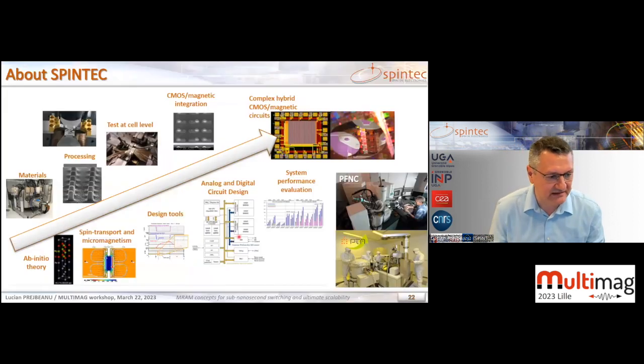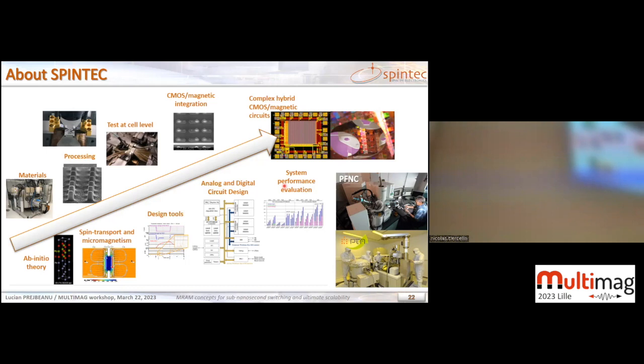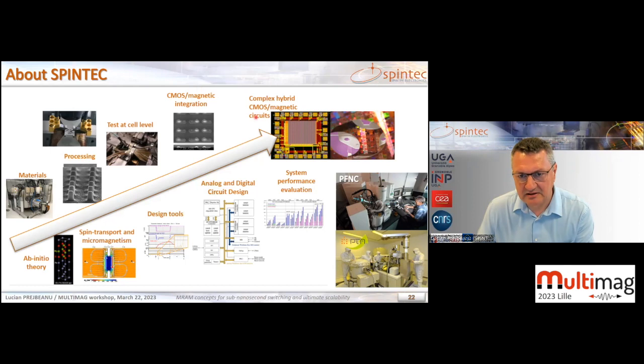Inside Spintec, we address spintronics from upstream to application. So we cover a full range of aspects, going from material development and processing. We have access, and manage together with another lab in Grenoble, LTM, one of the five main centers of the Renatech network, called the PTA, the upstream technological platform, with advanced characterization. In some projects we go up to complex hybrid CMOS magnetic circuits. We have people addressing theory and simulation, but also people conceiving design tools, analog and digital circuit design. For some projects, we go up to system performance evaluation. We have access to two platforms, one for characterization with state-of-the-art electron microscopes.